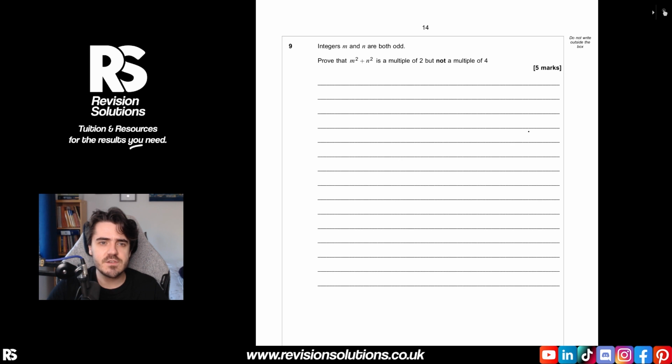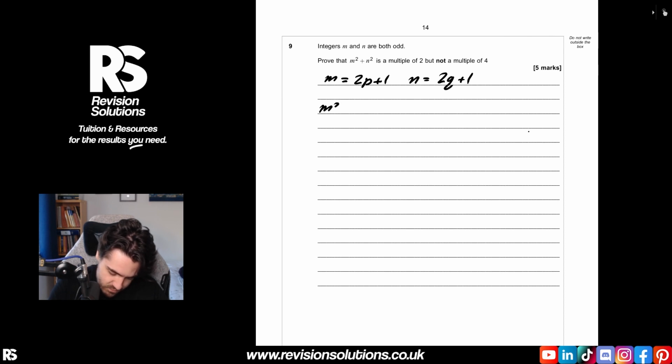Question 9 says, integers m and n are both odd. Prove that m squared plus n squared is a multiple of 2, but not a multiple of 4. Well, let's start off by saying, if m and n are odd, we can express them in the form of, let's say m is 2p plus 1, and let's say n is 2q plus 1. And that would mean m squared plus n squared we could write as 2p plus 1 all squared plus 2q plus 1 all squared.